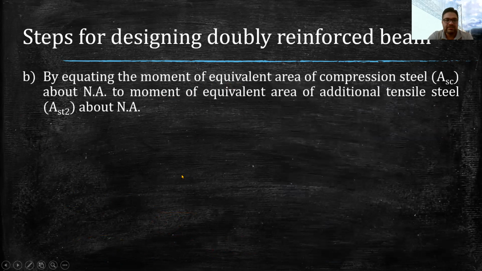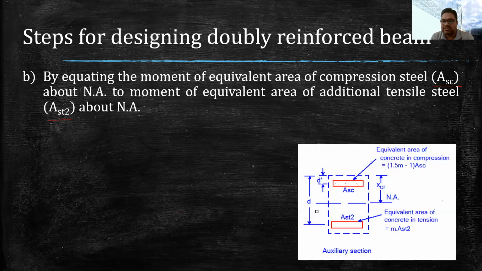So in the second way, to find out the value of ASC, what we can do is equate the moment of the equivalent area of compression steel about the NA to the moment of the equivalent area of the additional tensile steel. So in this case, we are actually calculating the moment of area about the neutral axis for tension steel and for compression steel, and simply then we are equating that.